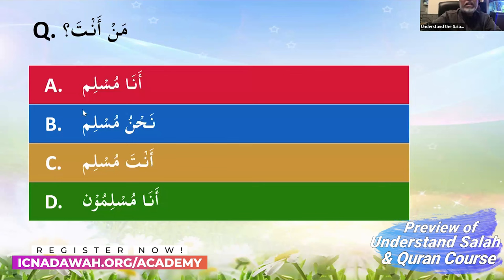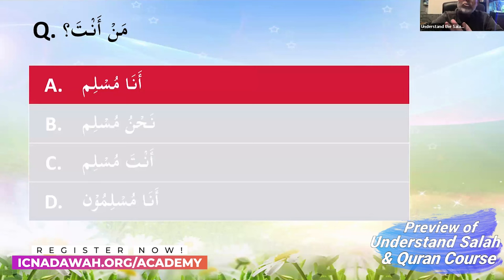All right. Man anta. What will be the answer? Ana Muslim, or nahnu Muslim, or anta Muslim, or ana Muslimun? What is the right answer? Well, most of you got it right, but I feel you do need practice. Please watch the video and practice this huwa, hum, anta, ana, antum, nahnu, and inshallah you will improve. Don't give up. It's very simple.